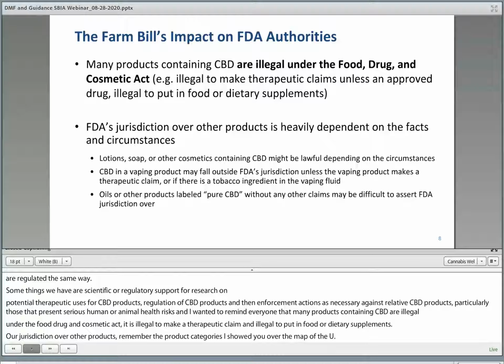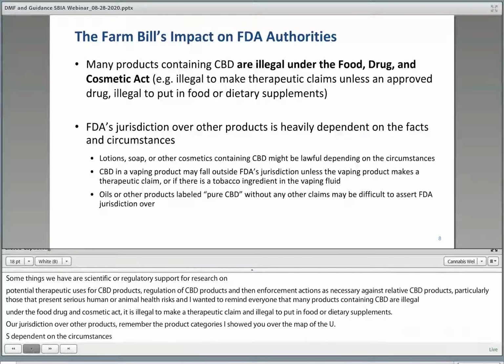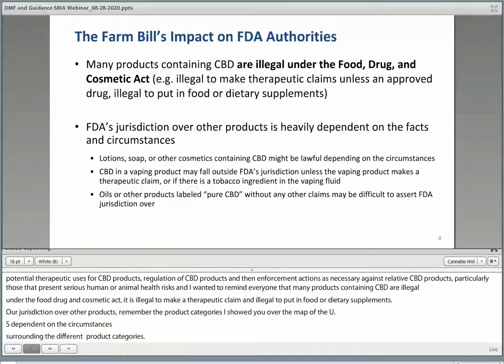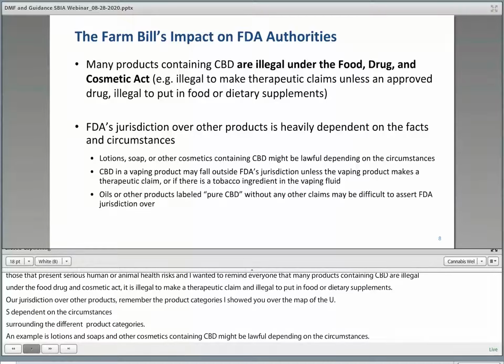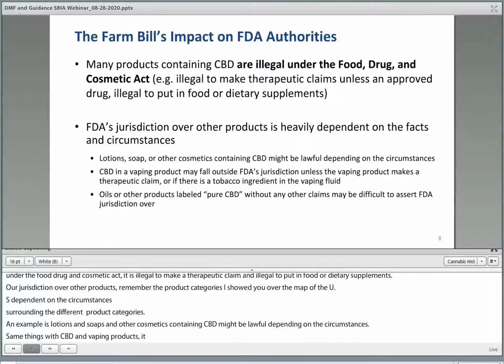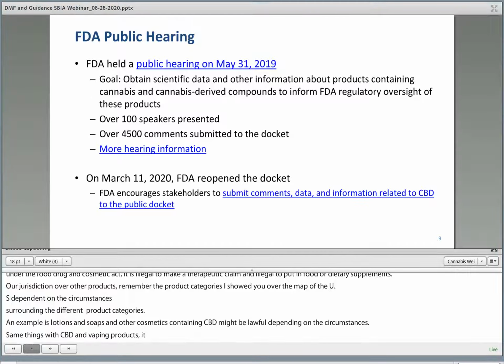So an example is lotions and soaps and other cosmetics containing CBD might be lawful depending on the circumstances. Same thing goes with CBD and vaping products. It could fall outside FDA's jurisdiction unless the vaping product makes a specific therapeutic claim. So it's very important that we get all of those facts and the circumstances around the wide variety of product categories that FDA has jurisdiction over.